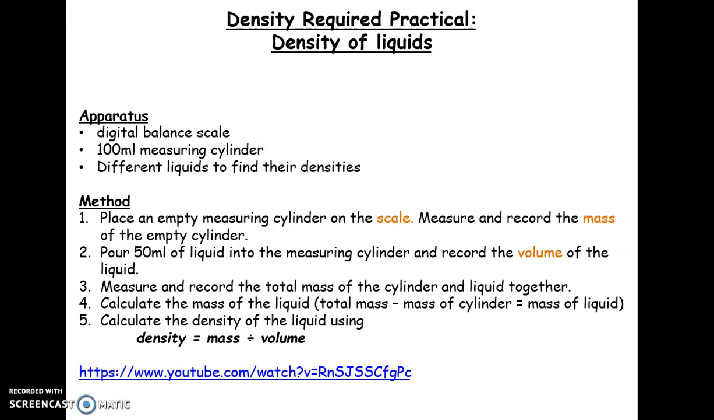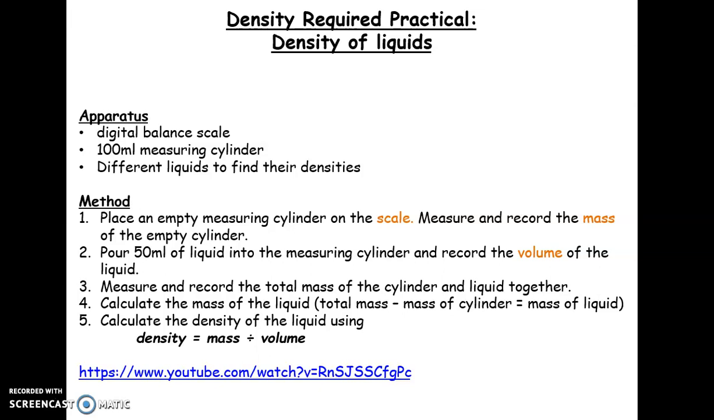How do you find the mass of the liquid? Simple maths. Total mass, take away the mass of the cylinder, equals mass of the liquid that's left. Calculate density using density equals mass divided by volume. There's a YouTube video link there for this experiment. One thing I would like to point out is the video uses something called a tare method, spelled T-A-R-E, which basically means you would place the empty cylinder on the scale and then press the tare button to zero it.